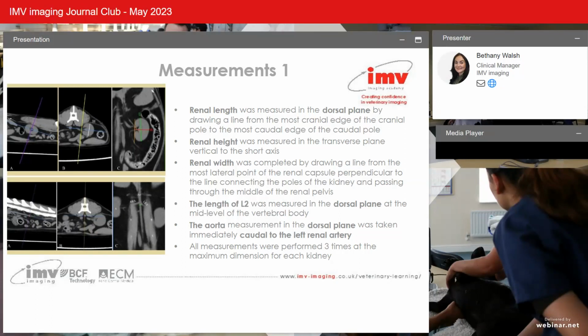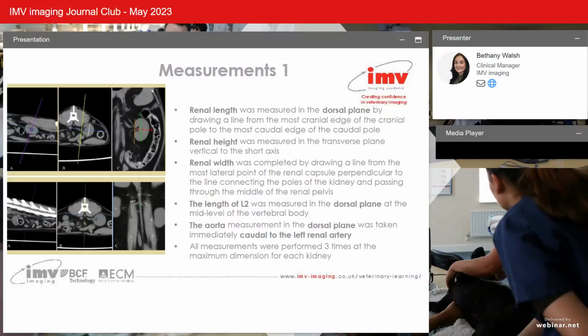The renal length was measured in the dorsal plane by drawing a line from the most cranial edge of the cranial pole to the most caudal edge of the caudal pole. The height was measured in the transverse plane, vertical to the short axis. The width was completed by drawing a line from the most lateral point of the renal capsule, perpendicular to the line connecting the poles of the kidney and passing through the middle of the renal pelvis.